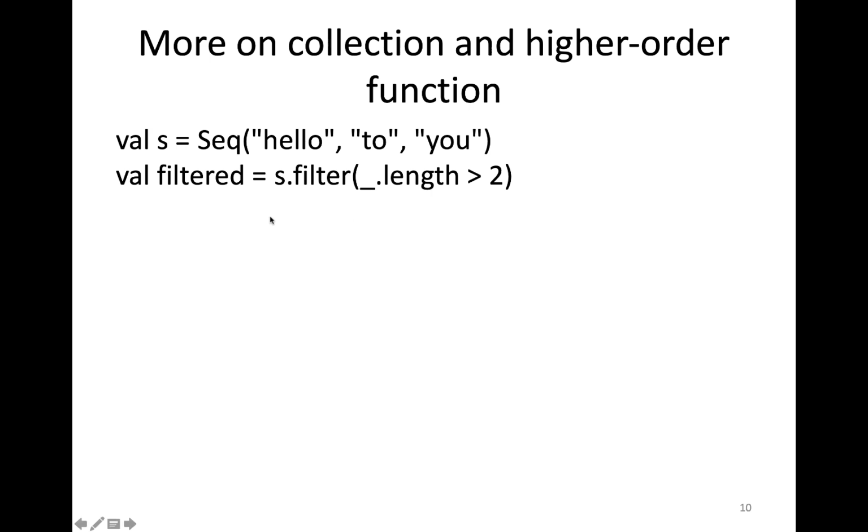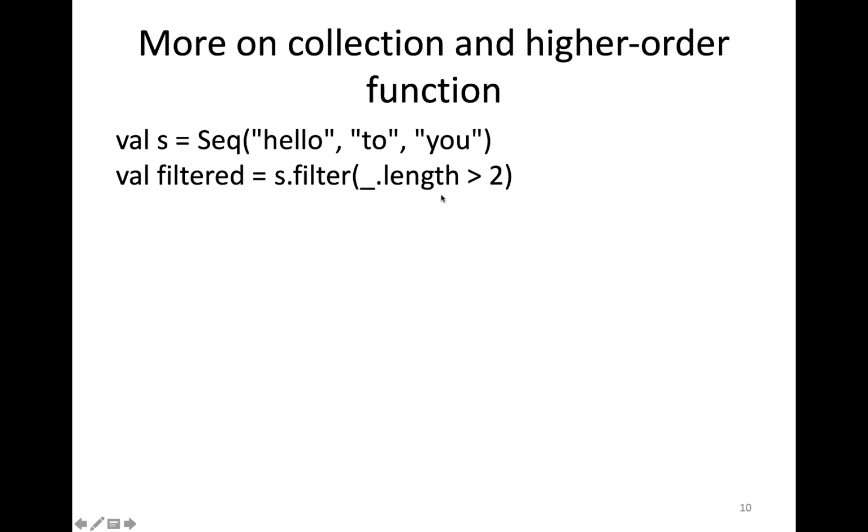Now let's take more examples. Sequence is another collection in Scala, and you can have, say, these three items in a sequence, and then you can use this higher order function filter, and you can provide an anonymous function as the filtering constraint.